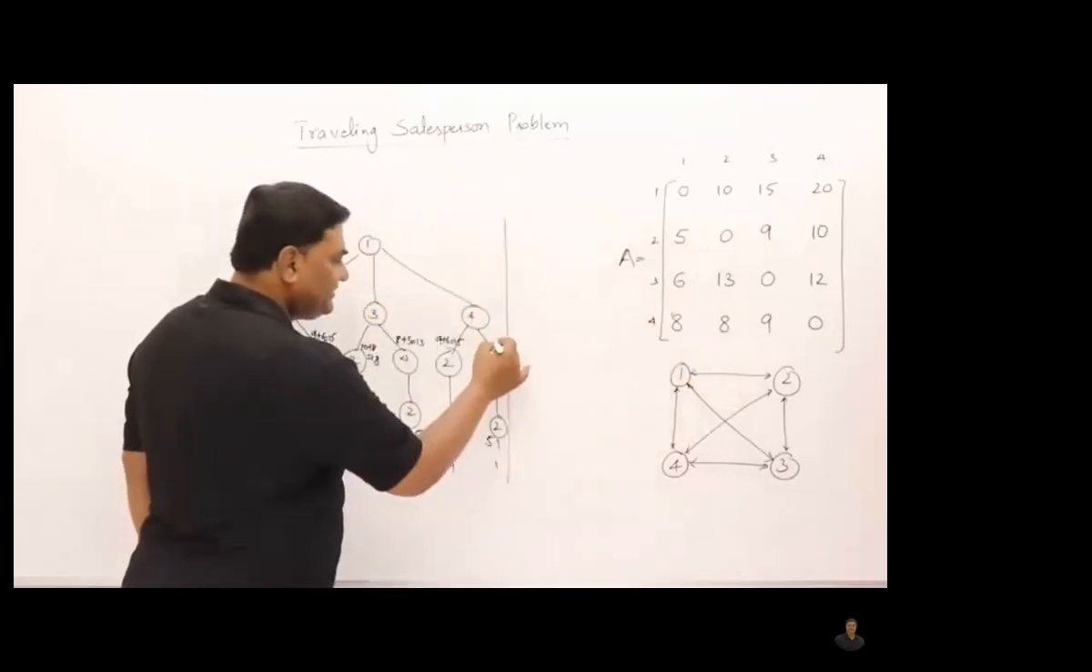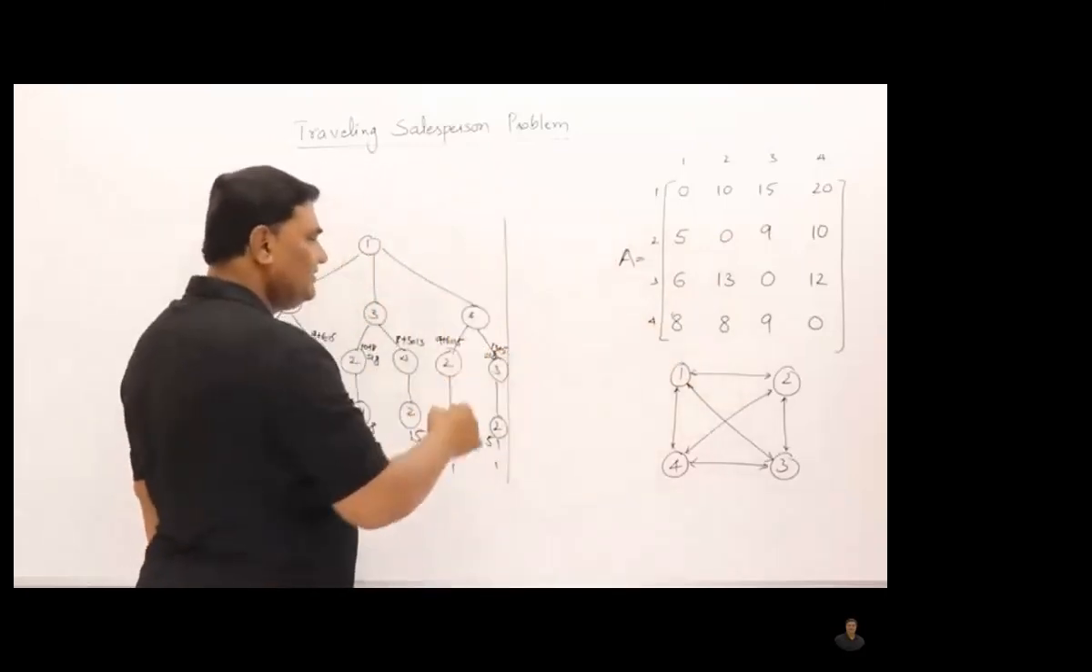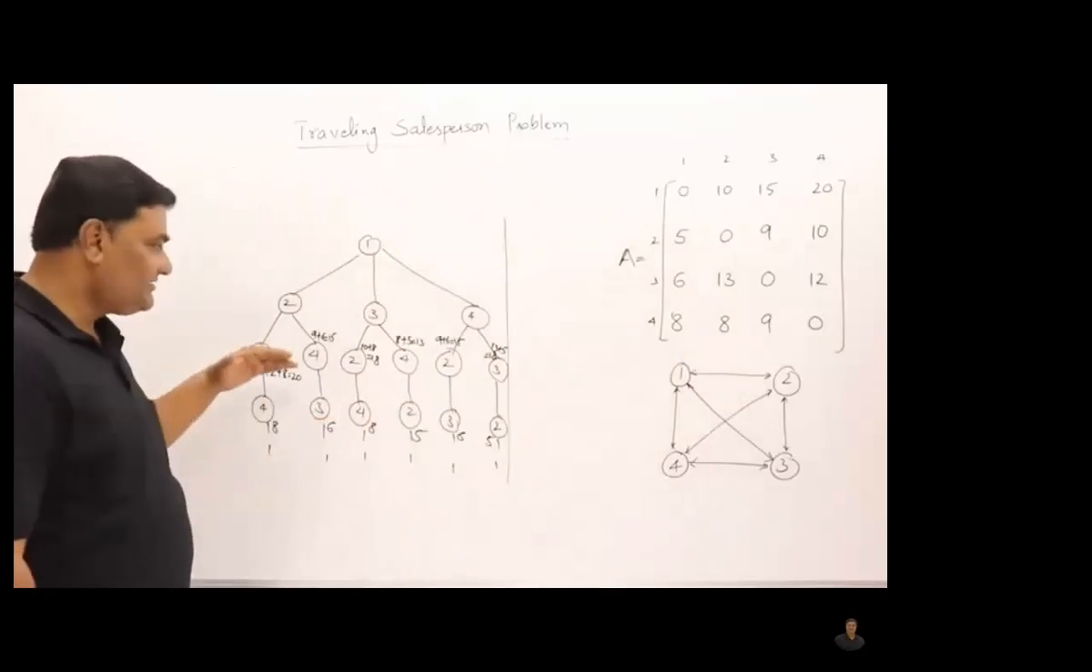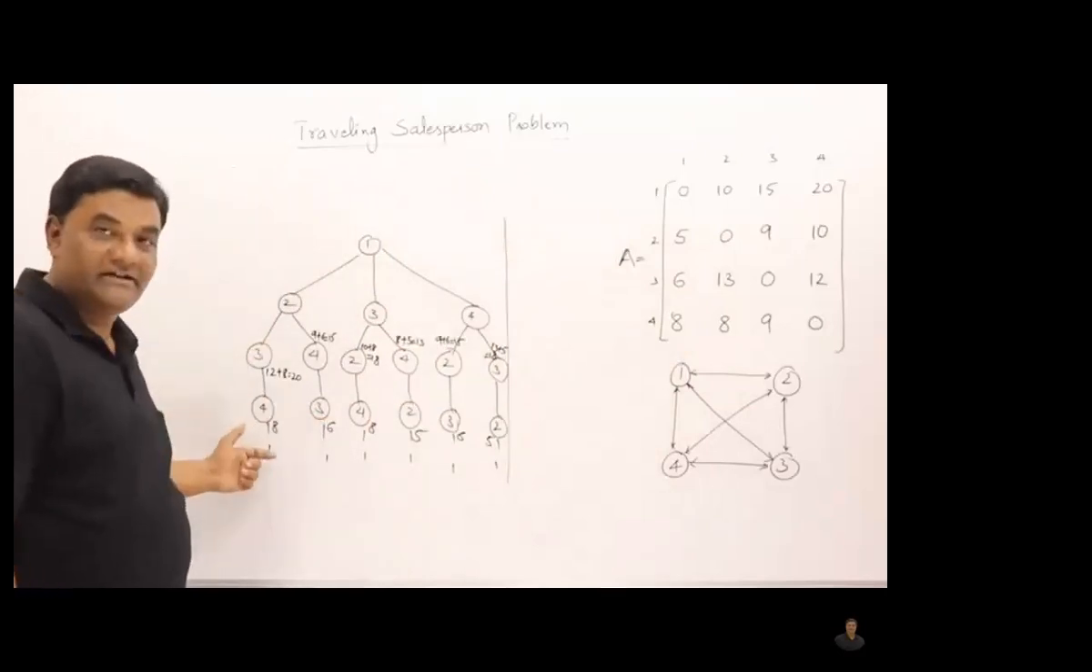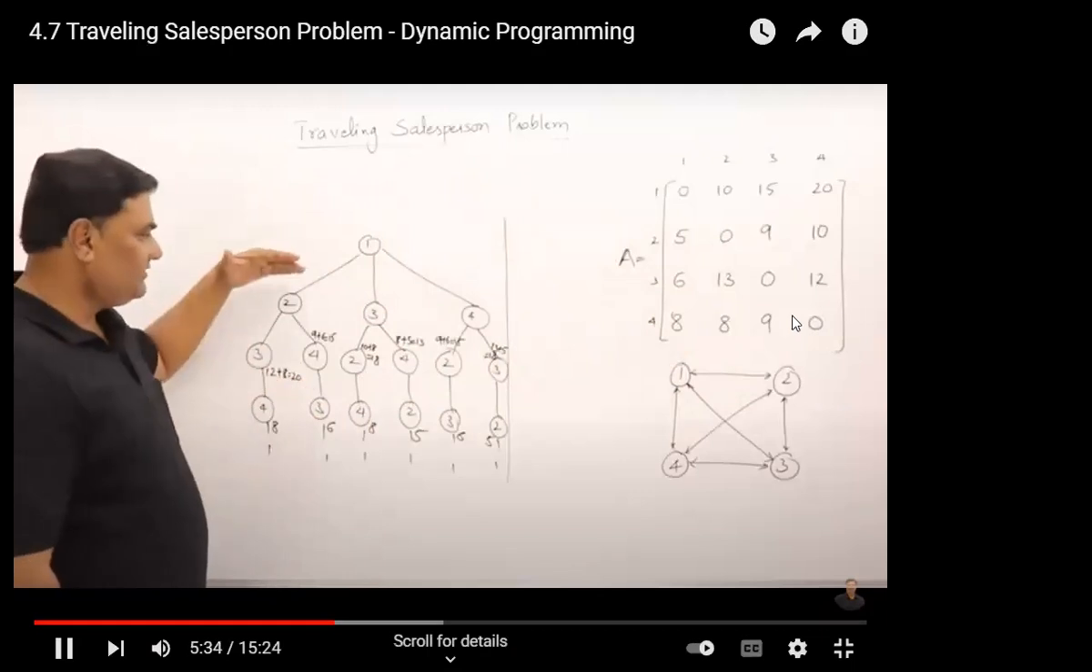13 plus 5 is 18. So I started from the bottom. See, I'm considering that he is on vertex 3 and the remaining vertex is 4, and then he has to return back to 1.